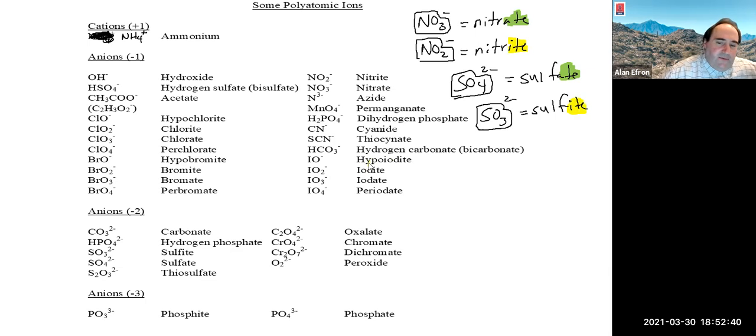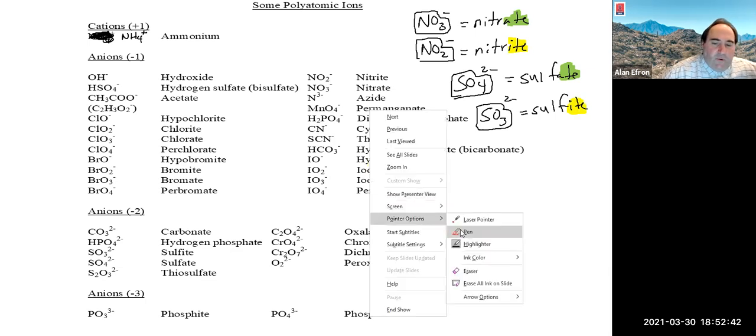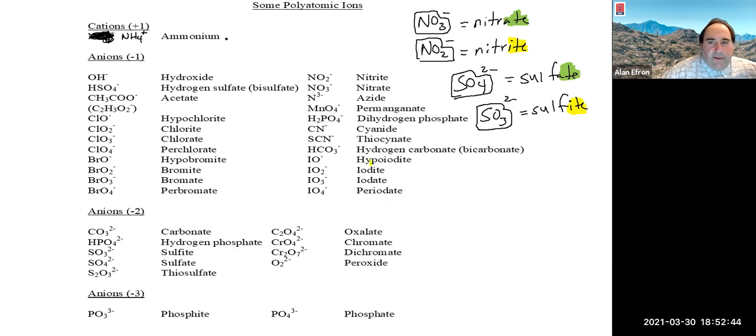So that's a good way to learn these, is to kind of group them together. The one with the most oxygens will usually end in ate. The one with the least number of oxygens will end in ite. Now, there's other things that we see on this table.